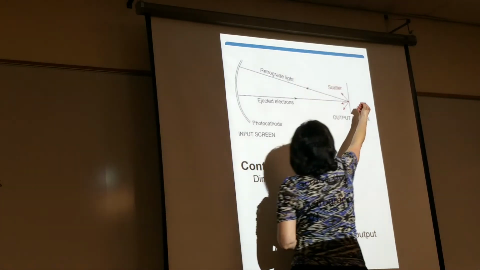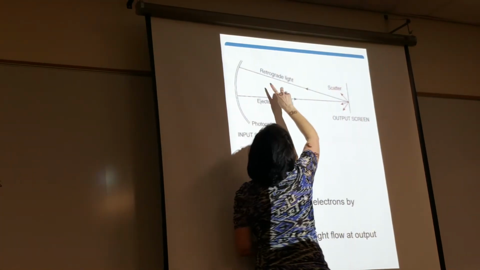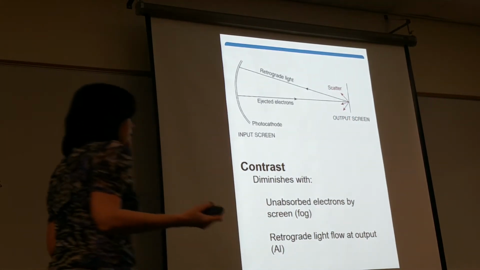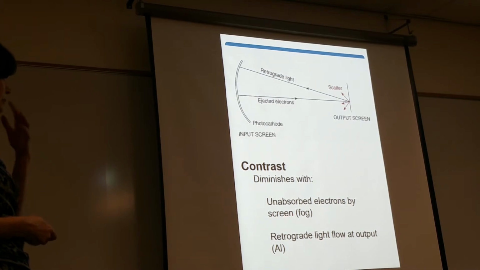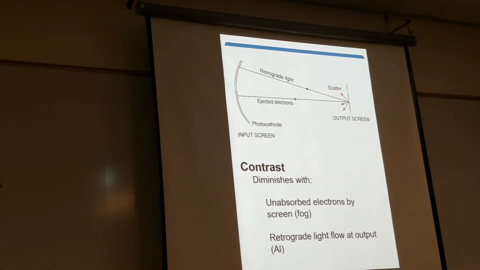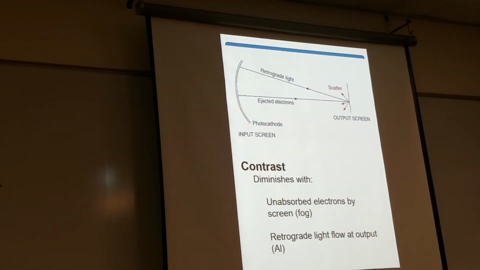So some of the light from the output screen is coming back this way. Not all the electrons are converted to light, so then you have some unconverted electrons. So unabsorbed electrons and retrograde light flow diminishes our contrast. So those are the two issues that we have to deal with. And so what is done, a little piece of aluminum, remember, is placed at the output phosphor to absorb any of the light or electrons coming in the backward direction. So that's how that is corrected. We have the aluminum here at the output phosphor for that reason.